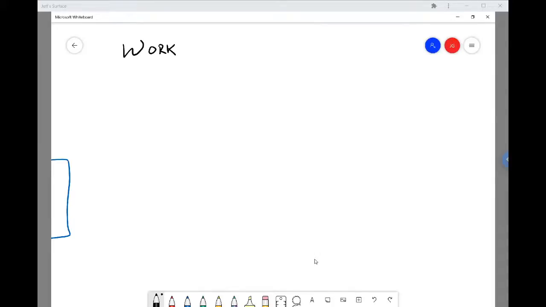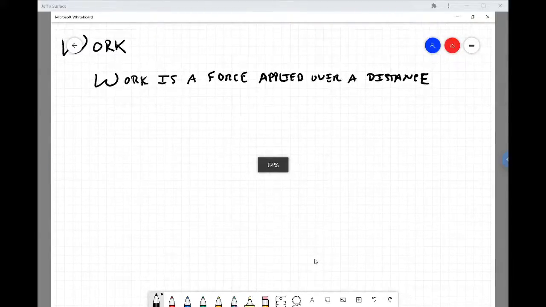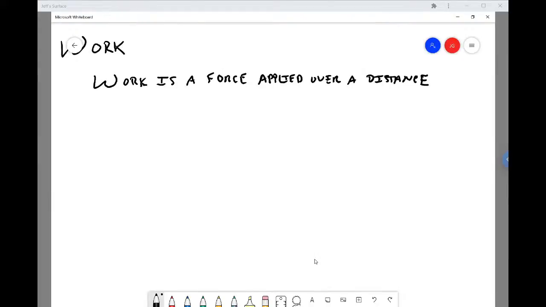So work. Work is, in words we can say, work is a force applied over a distance. Okay. That's a definition you might find in a textbook. And for me personally, it doesn't really tell us that much. The reason that you would see a definition like this in a textbook is because it gets at the mathematical way that you calculate work.